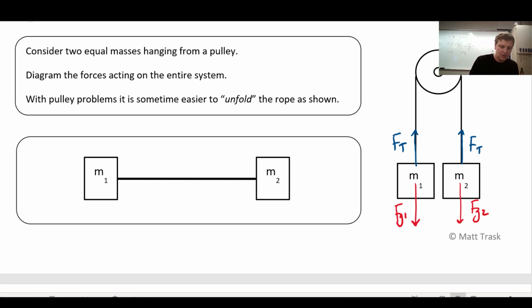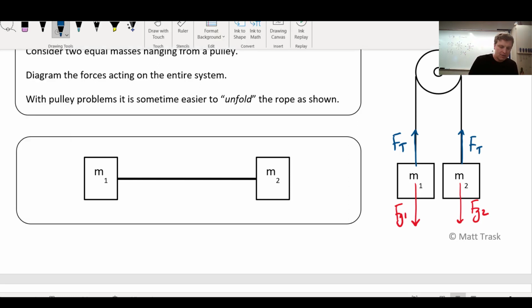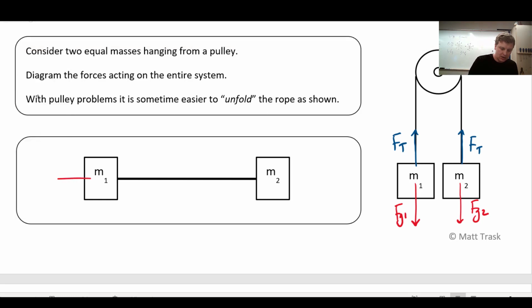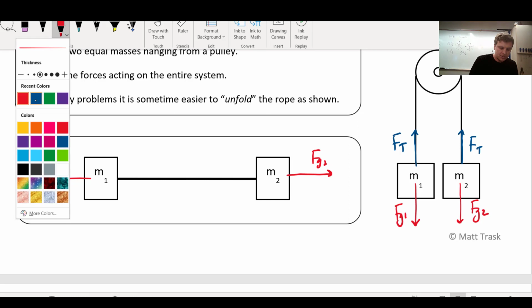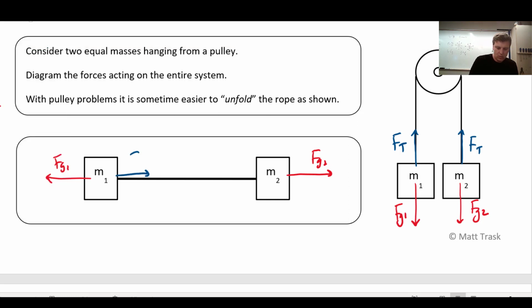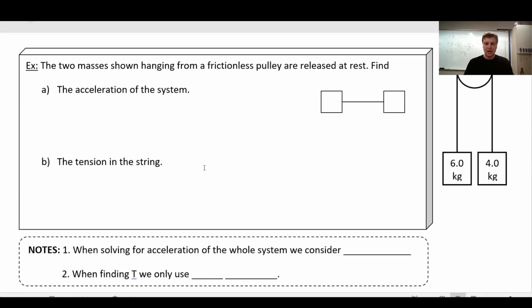So in this case, if I move the forces along with it, my force of gravity 1 is going this way, and my force of gravity 2 is going this way. And we can see then that our tension force 1, but they're the same, is this way, and then the other tension force is that way. So when I put them in a line like this, I can see which forces are fighting which other forces. FG2 really is fighting FG1, and whichever is larger is going to win. So let's do a practice problem.